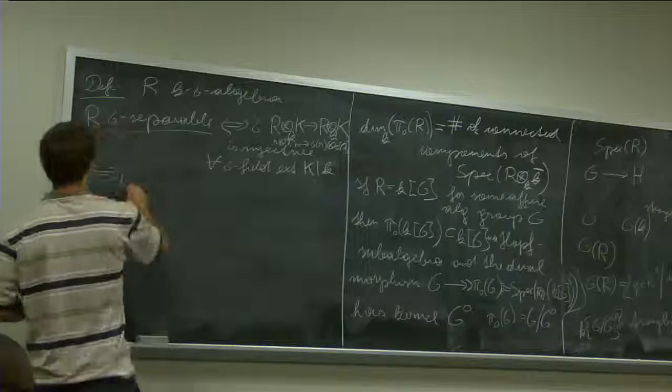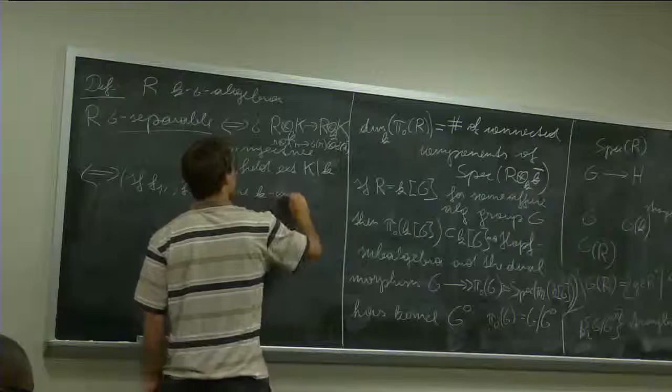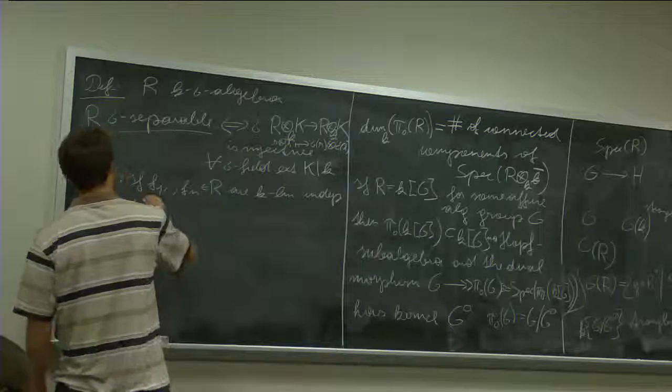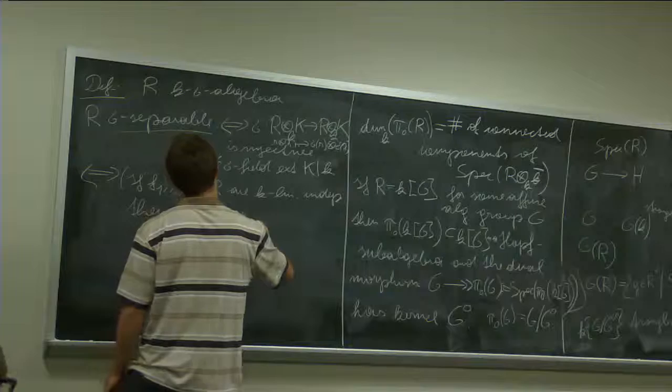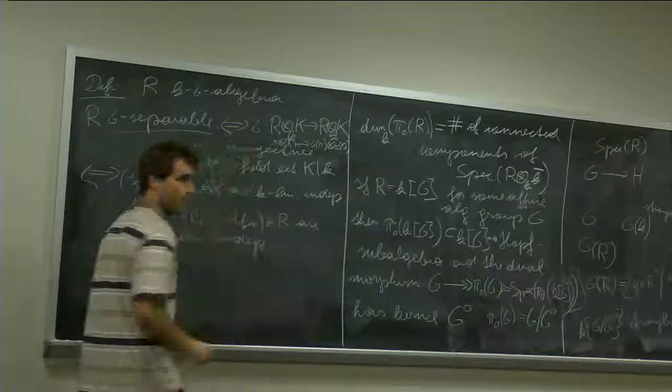An equivalent way to say this is that if elements f1 to fn in R are k-linearly independent, then sigma f1 to sigma fn in R are also linearly independent. So you can show that these two conditions are equivalent.